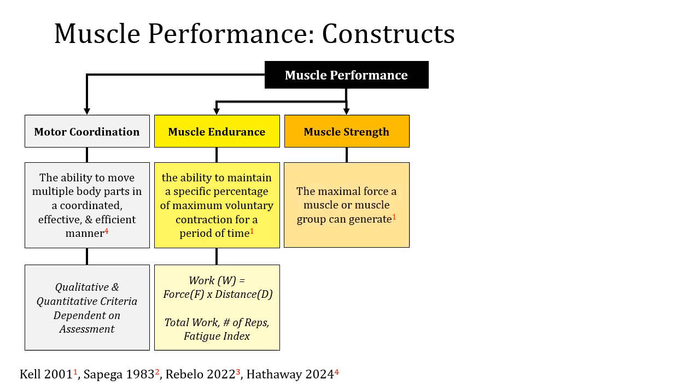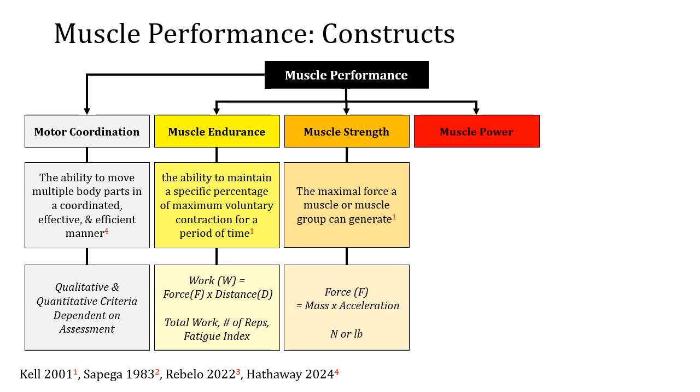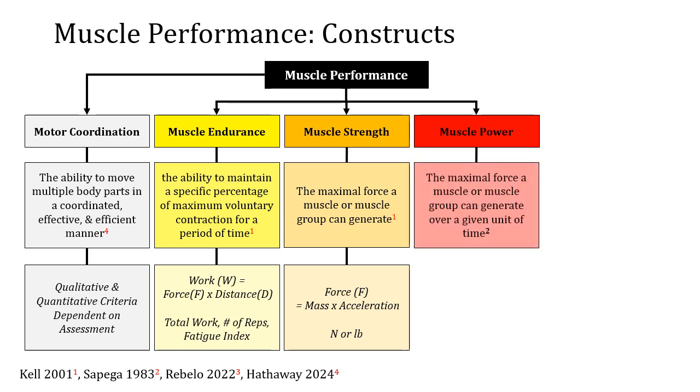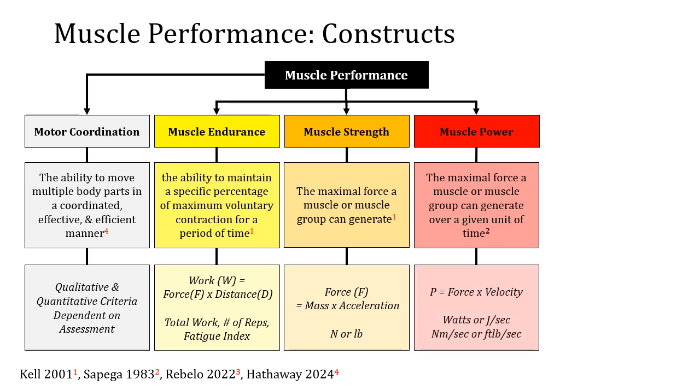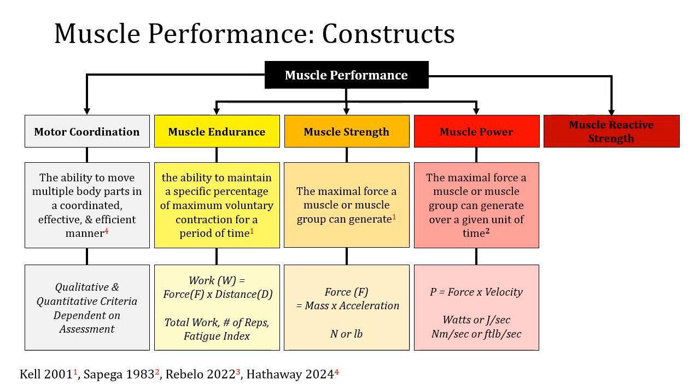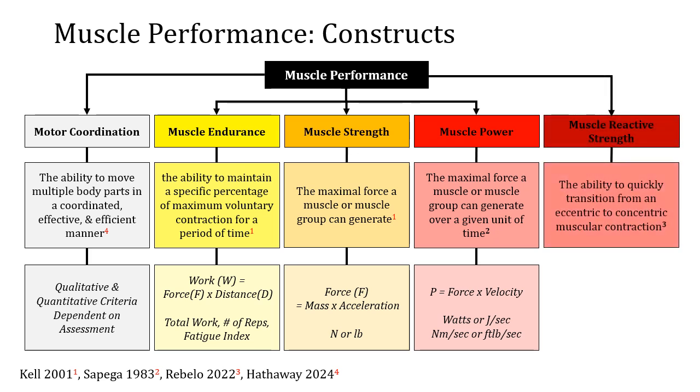We have muscle strength, which I think the vast majority of us are quite familiar with, which is the maximal amount of force that a muscle or muscles can generate. It incorporates mass times acceleration, which equals force, often measured in newtons or pounds. Muscle power is muscle strength, but with an element of time. It's the maximal force a muscle or muscle group can generate over a given unit of time. And we quantify power with force times velocity, quantified in watts or joules per second, or Newton meters per second, or if you're using English units, it's going to be foot pounds per second.